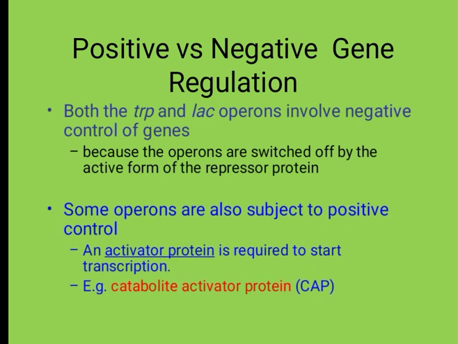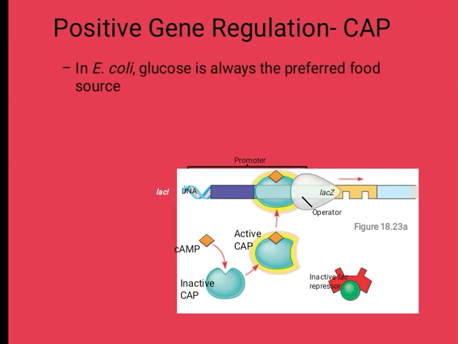Some operons are subject to positive control. An activator protein is required to start transcription. For example, the catabolite activator protein, that is the CAP protein. Positive gene regulation.